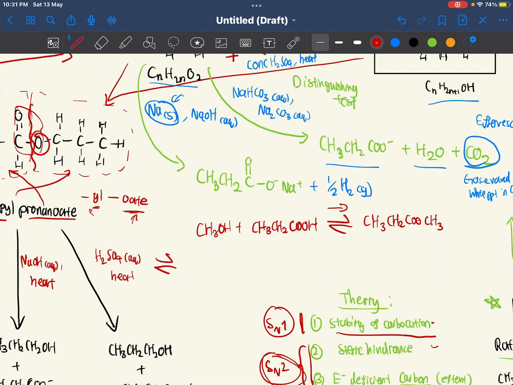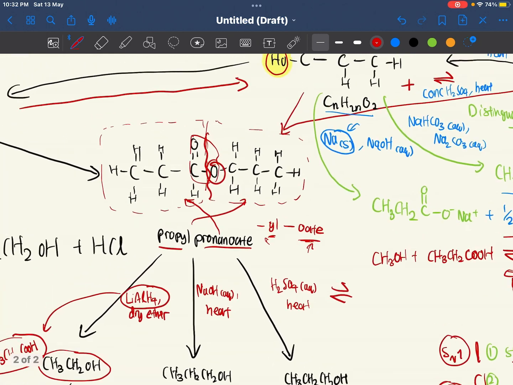In this case, the forward reaction is a condensation reaction, so we use concentrated sulfuric acid and heat. But the backward reaction is a hydrolysis reaction. We add a water molecule to the bond, you break the bond, using sulfuric acid and heat. Note that when we want to form the bond, we need to use concentrated, but when we want to hydrolyze the bond, aqueous will do.